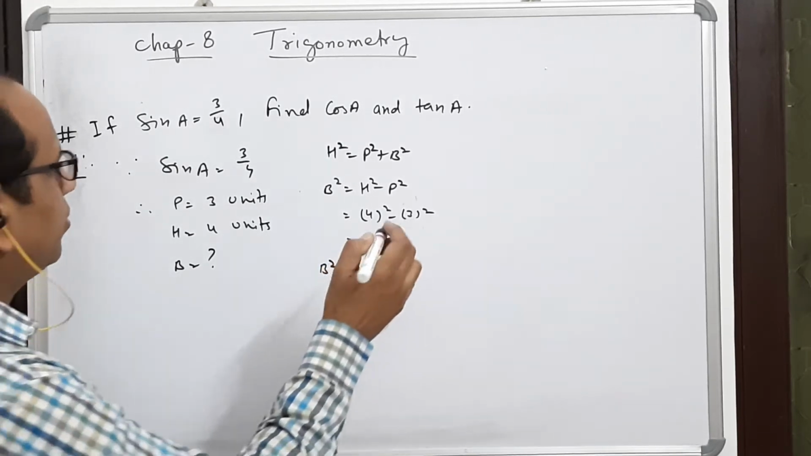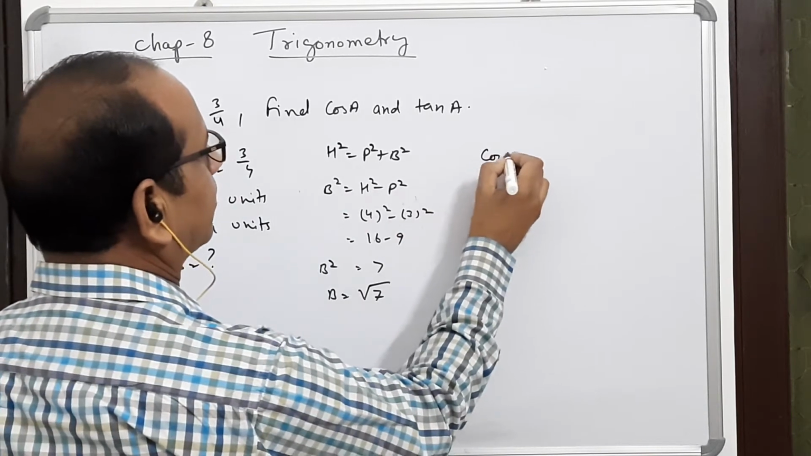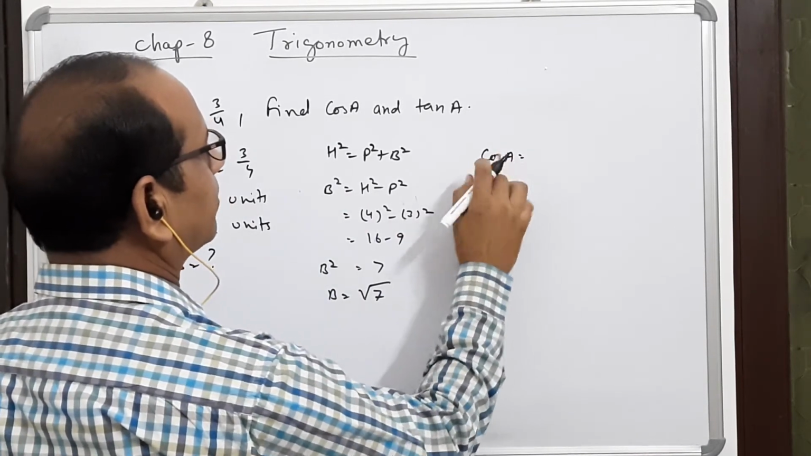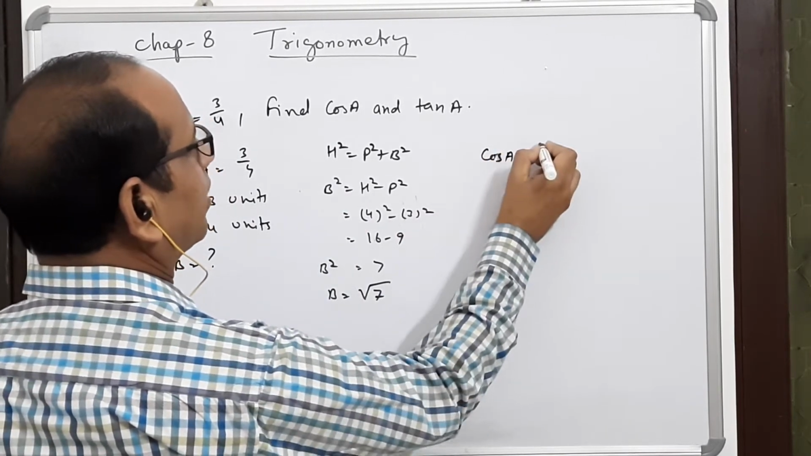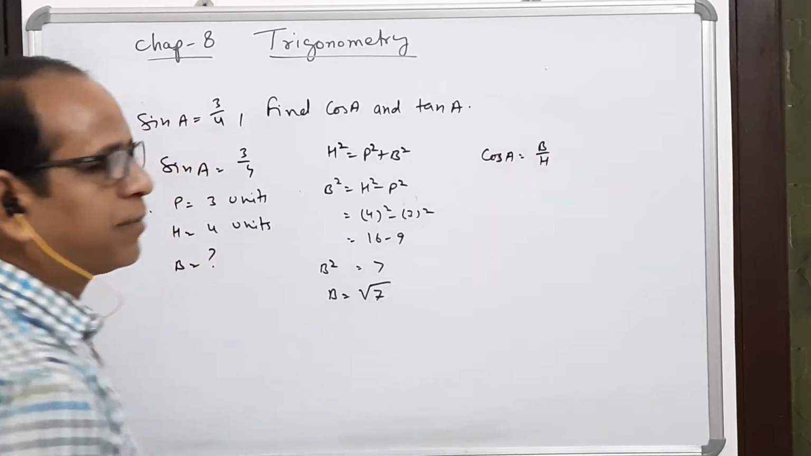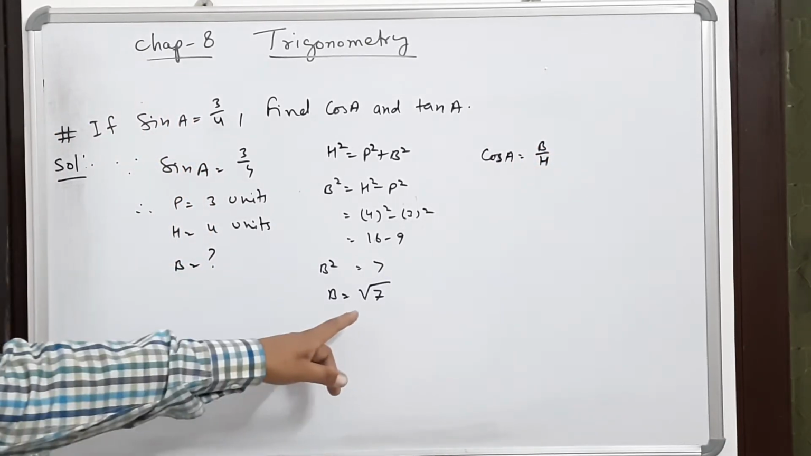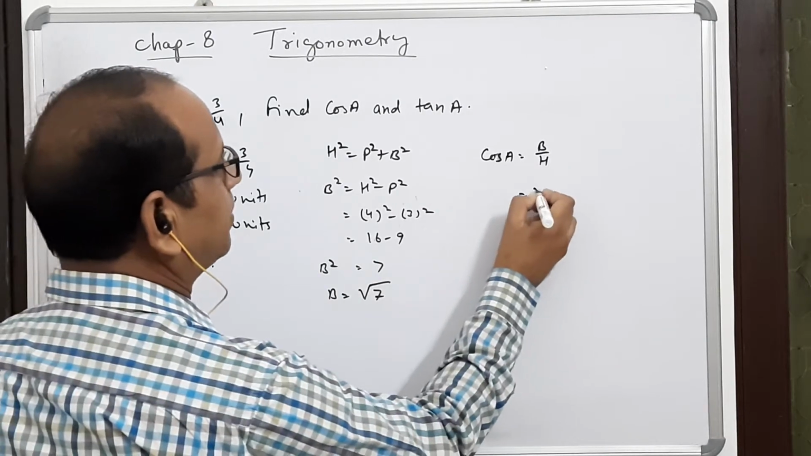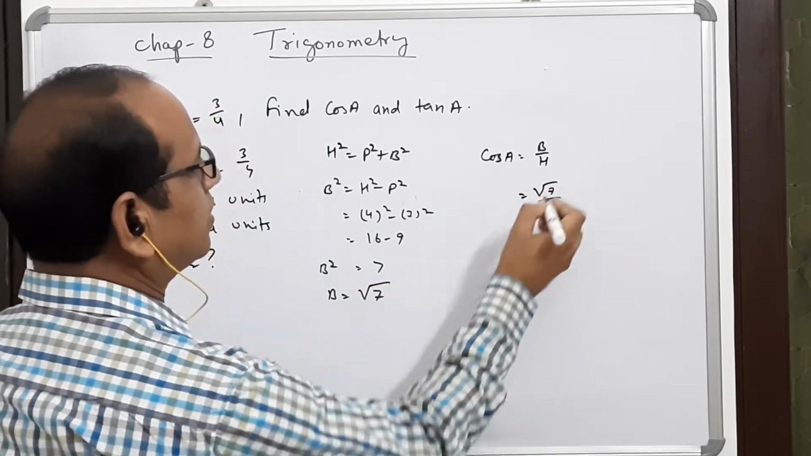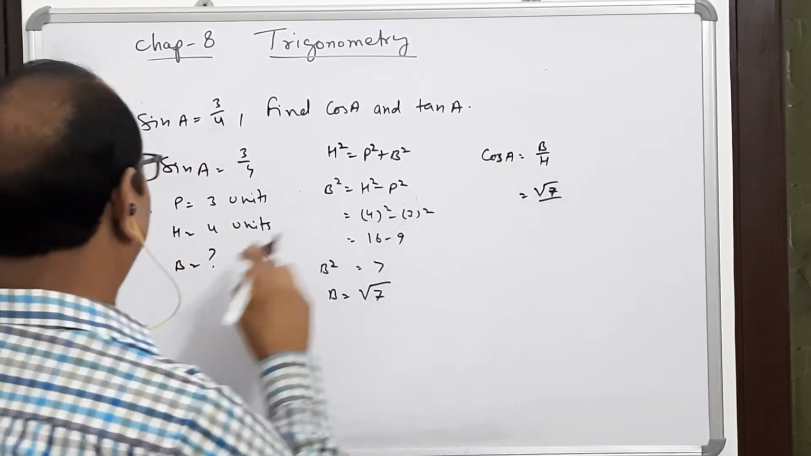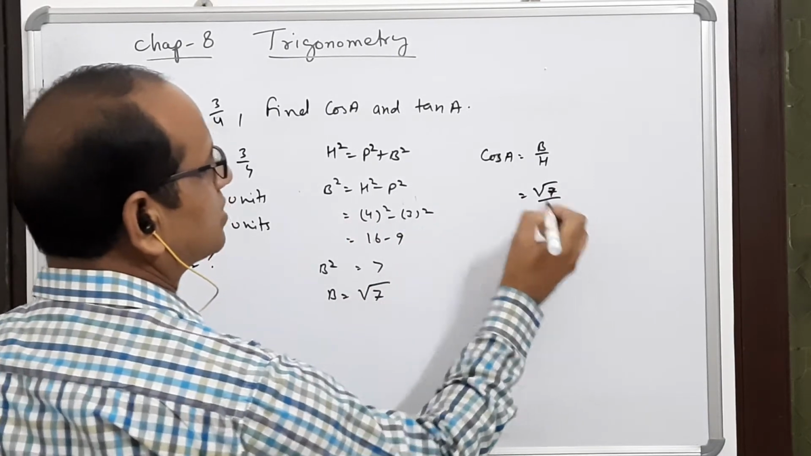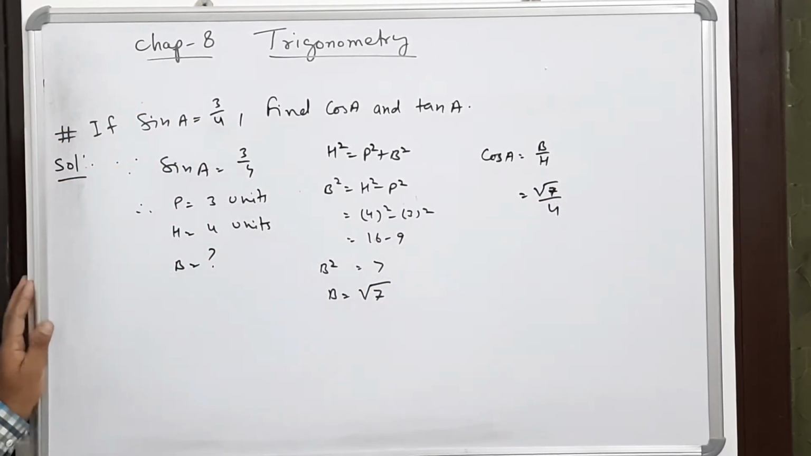Now we have to calculate cos A. And you know what is the formula for cos A? It is b upon h. We have already calculated the base here. The base is root 7 units. So root 7 upon the hypotenuse, which is 4 units. So it is root 7 upon 4.